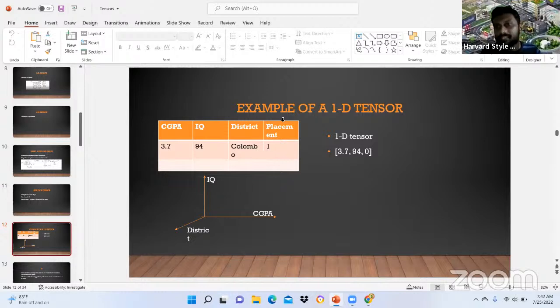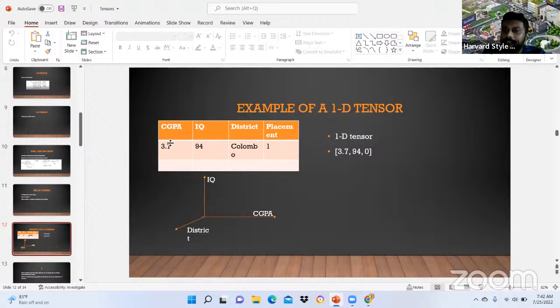Why are we using tensors for machine learning? You can understand. The first thing is to store data. We are using tensors to store data in machine learning. We'll see it now.